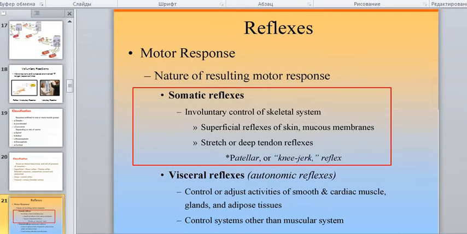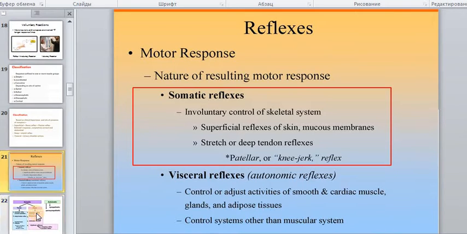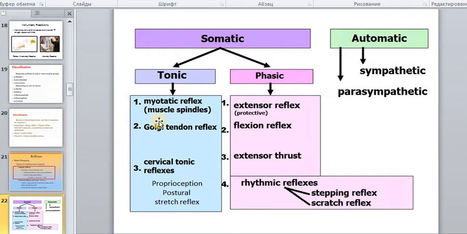So for today, we have already analyzed autonomic reflexes. We have already analyzed autonomic function in the previous practical, and that's it. That's what we are going to look at today in this classification.